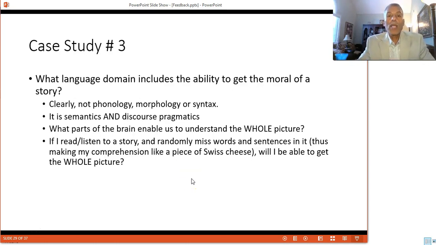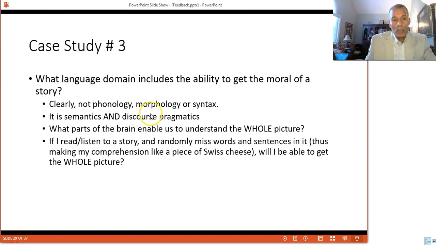What language domain includes the ability to get the moral of a story? Clearly it is not phonological or morphological or syntactic. These are language form. You just learn them, and they are not contributing to the problem here. It is semantics and discourse pragmatics. When I say discourse pragmatics, it is the organization of narratives. It is the ability to summarize big ideas into smaller sentences and utterances, to do cognitive sequencing, and to make conclusions about things.